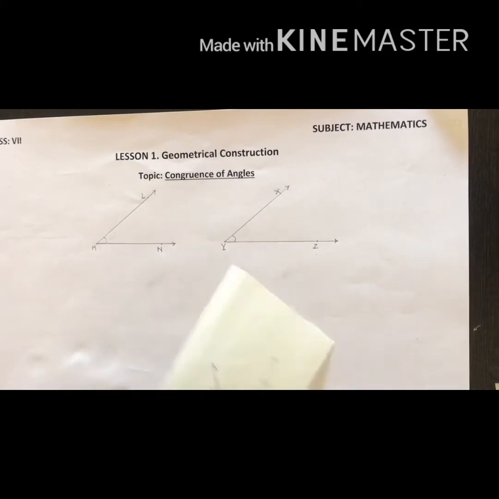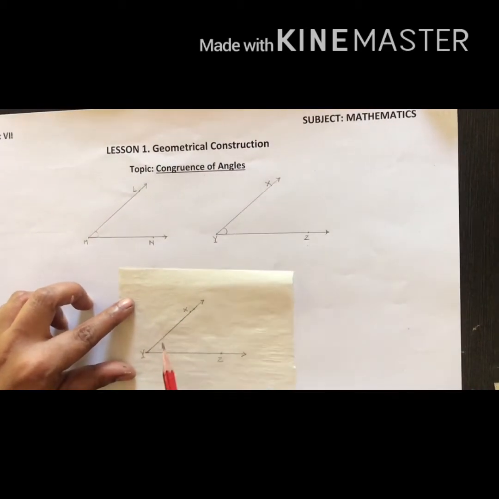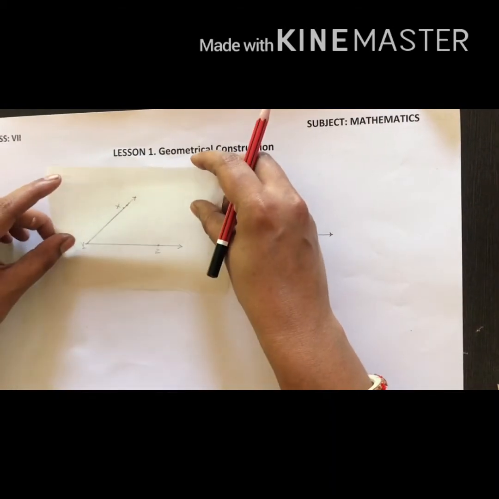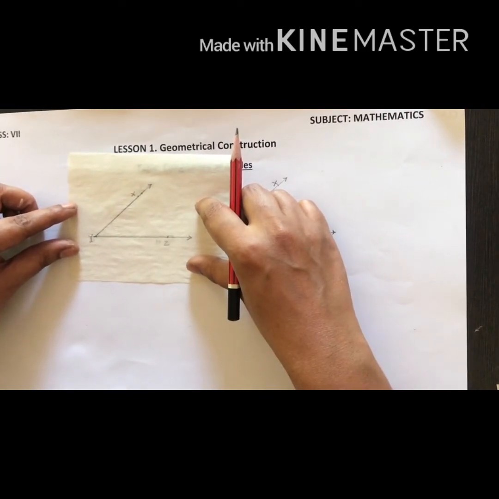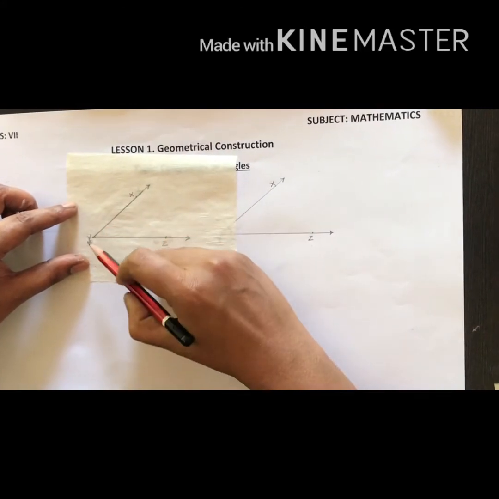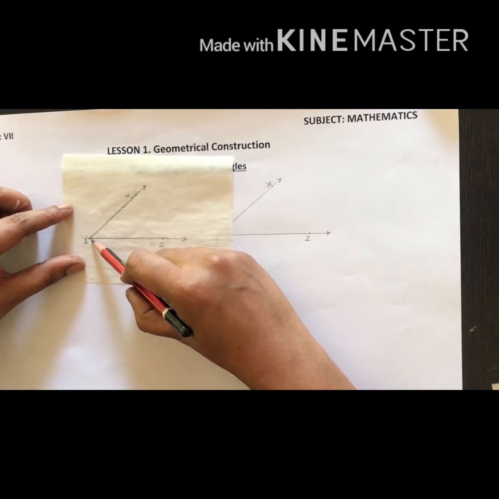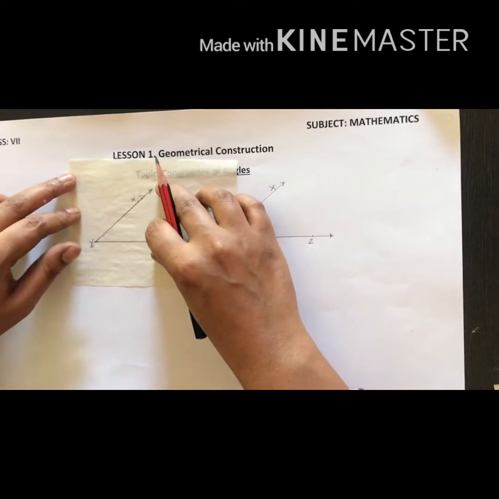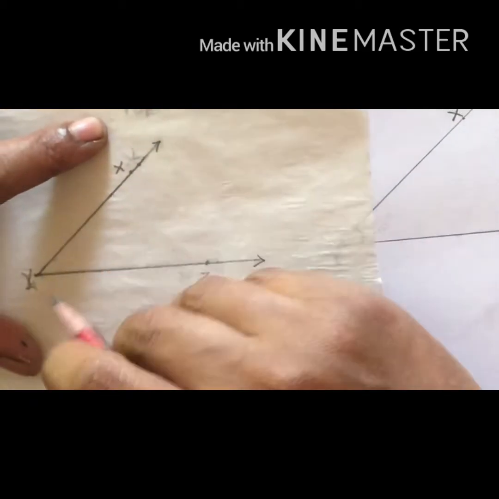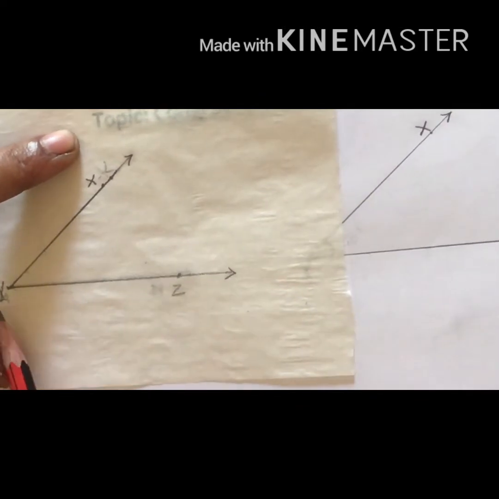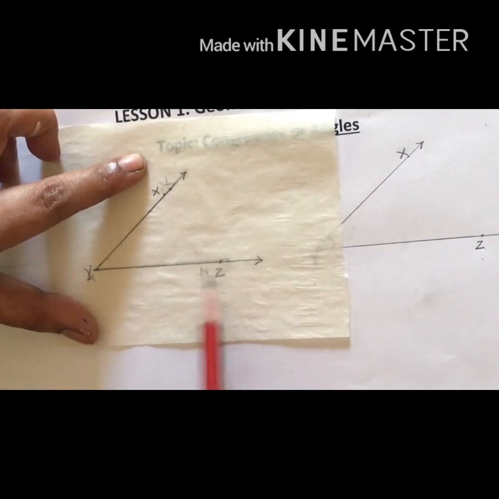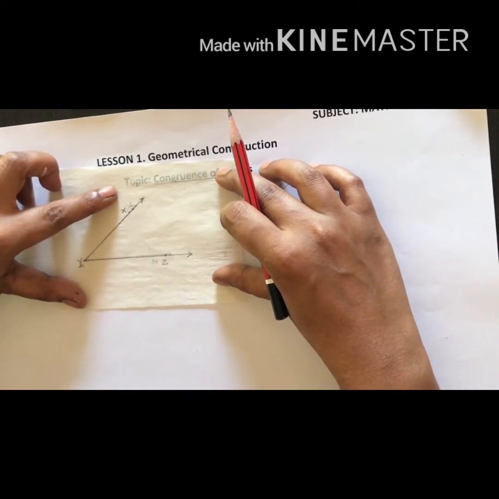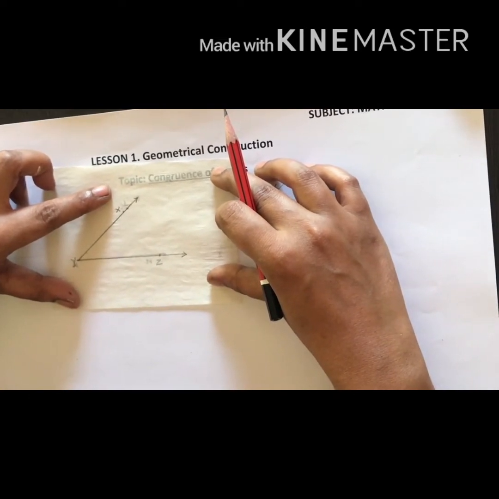For that purpose, I took one more angle on trace paper, the same angle like XYZ. Now I will put this angle XYZ on angle LMN. Here angle Y falls on angle M, arm YX falls on arm ML, arm YZ falls on arm MN. From this you come to know angle LMN and angle XYZ are equal.